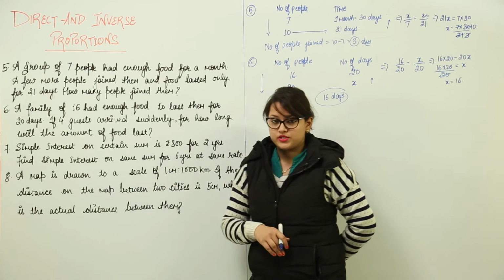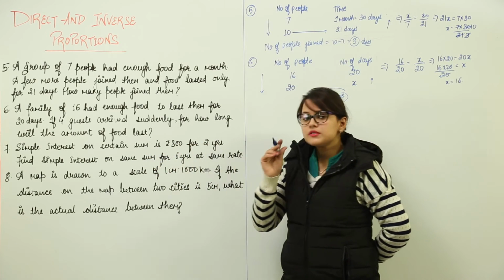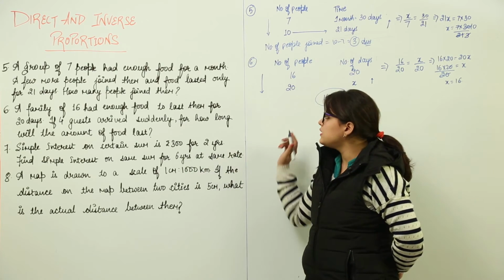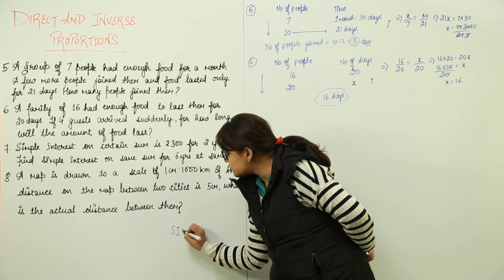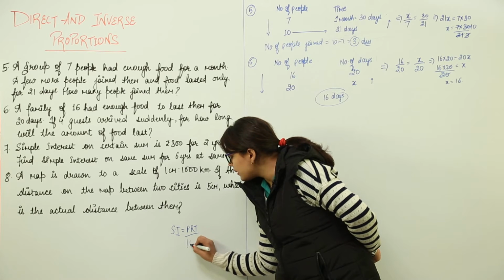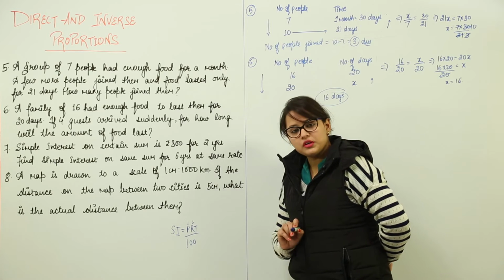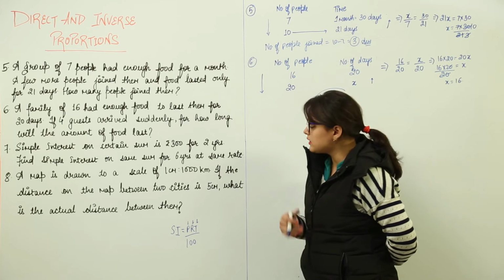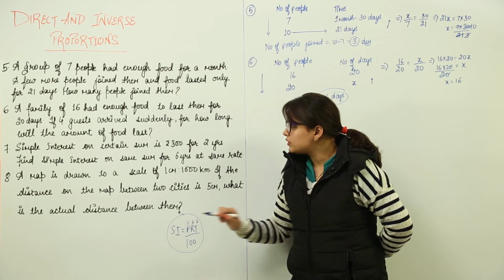Moving on to the next question, it says simple interest on a certain sum. Now first of all, I want you to understand the meaning of simple interest. Simple interest is calculated this way. You have a formula PRT over 100. Here P is the principal, R is the rate of interest and T is the time for which the interest has been taken. Now you know that simple interest is calculated this way.